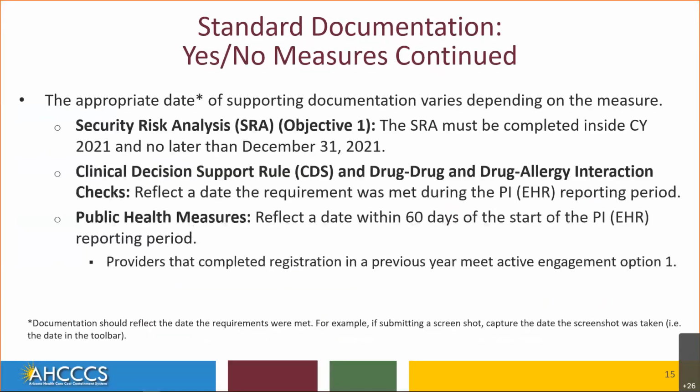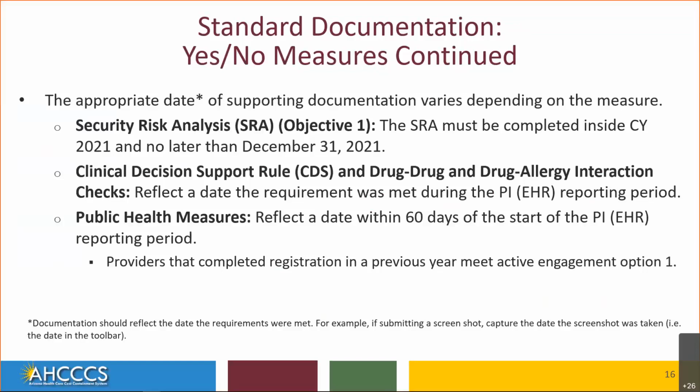This next slide here shows us the appropriate dates of the supporting documentation, and those dates can vary depending on the measure. For security risk analysis, the SRA must be completed inside calendar year 2021, but no later than December 31st, 2021. So you must complete and date your SRA by December 31st, 2021, but keep in mind, you need it dated inside the calendar year for 2021.